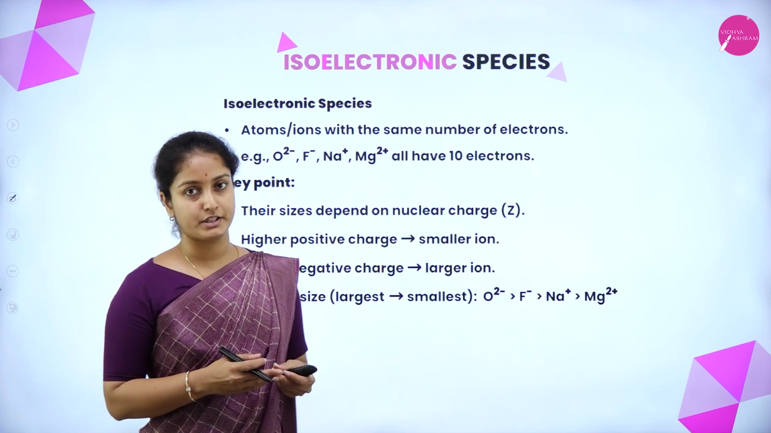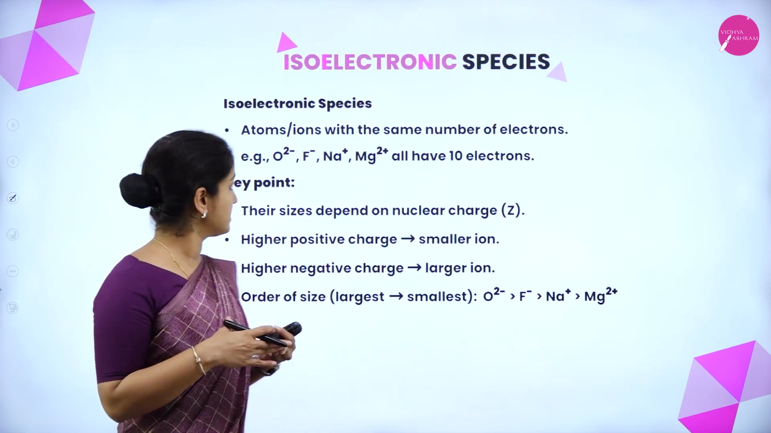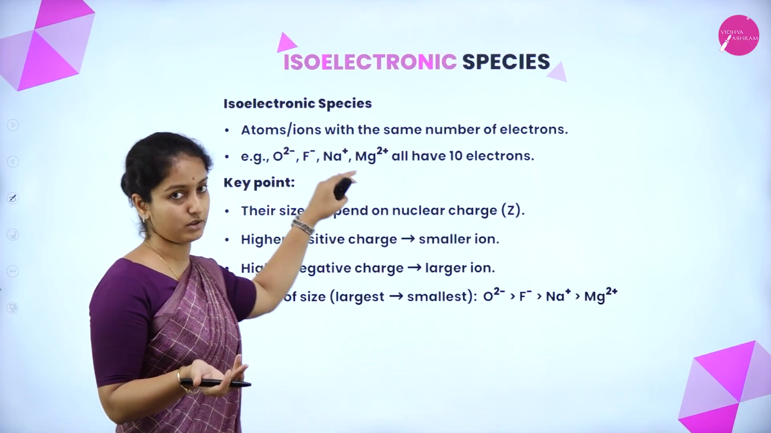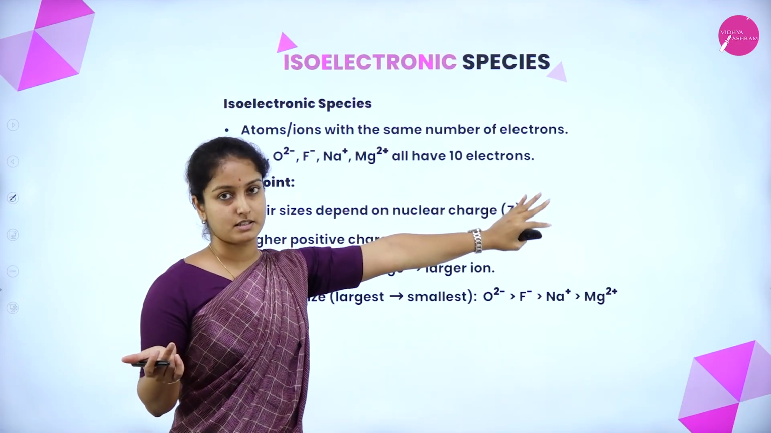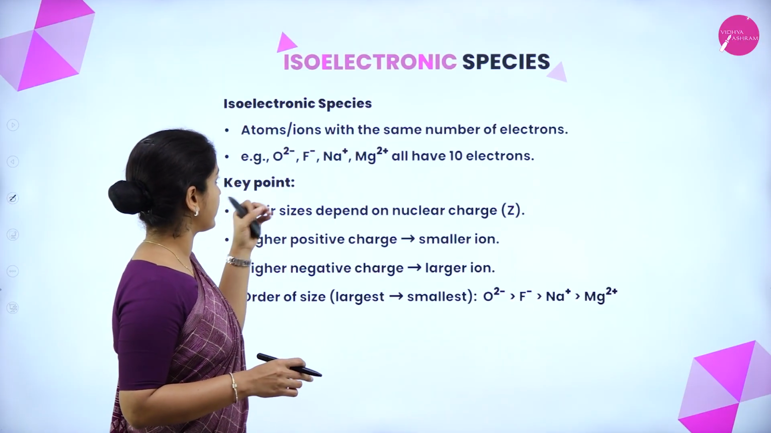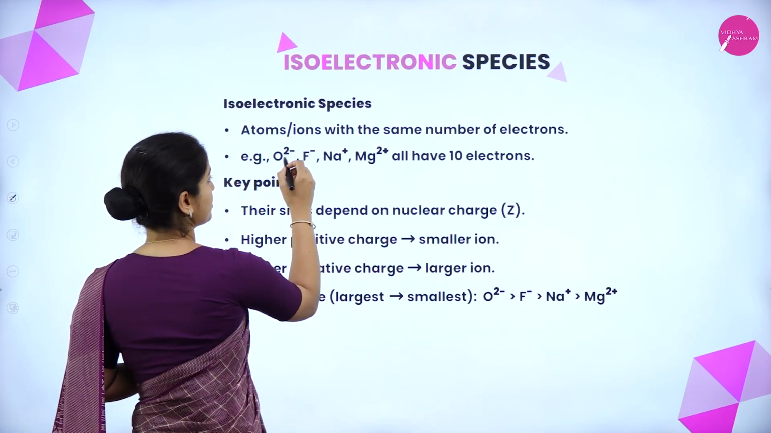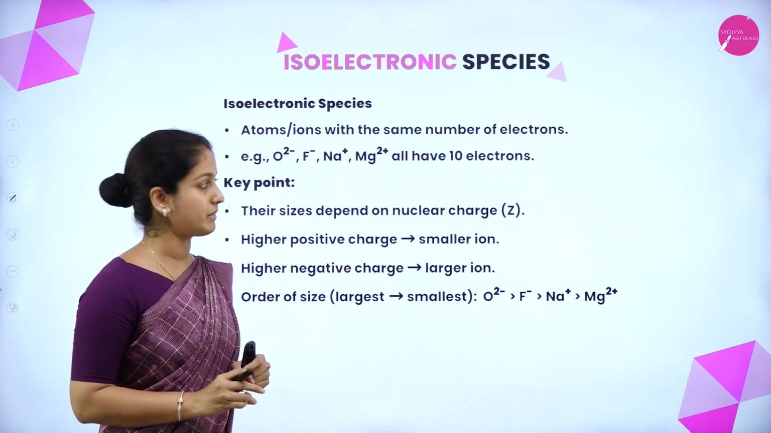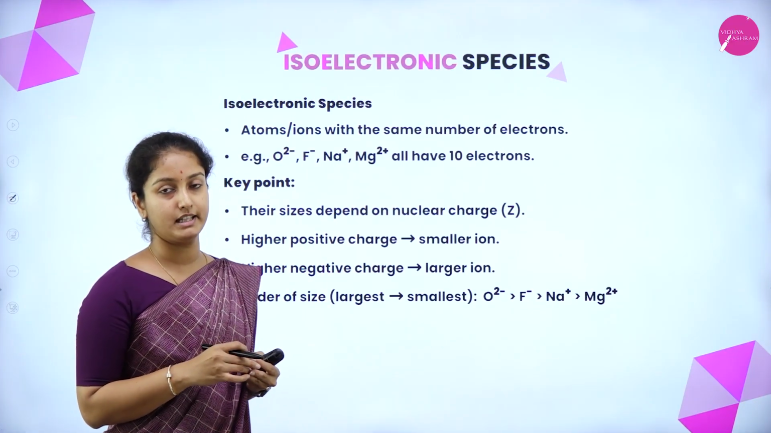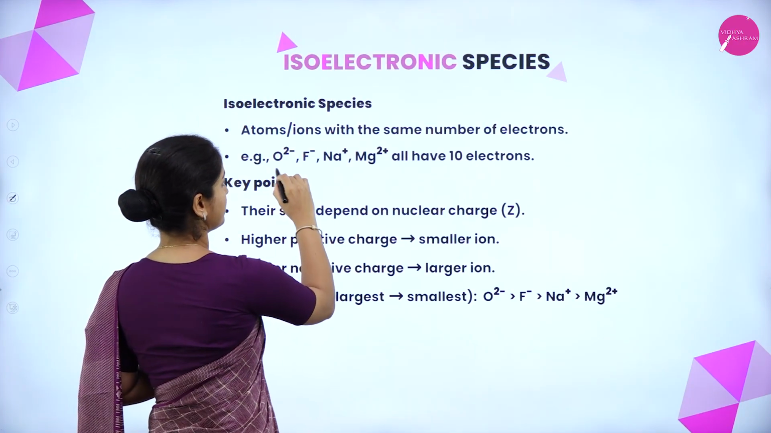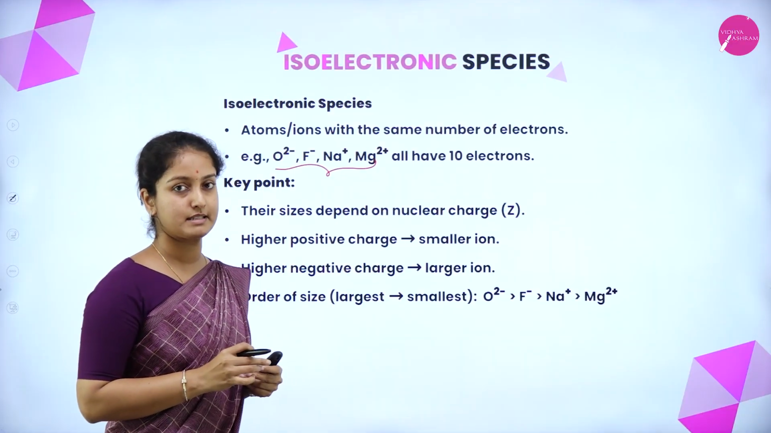Next is isoelectronic species, which come under ions. These are species consisting of atoms or ions with the same number of electrons, and such species are called isoelectronic species. For example, the oxide ion O2-, fluoride ion, sodium ion and magnesium ion will all have 10 electrons, and therefore these species are called isoelectronic species.